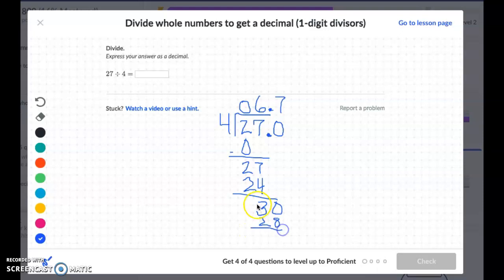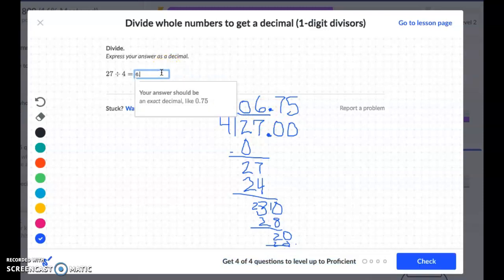And when I subtract, I'll get 2. And again, it's not a 0, so I'm not done. So I'm going to add another 0 on. Bring that 0 down. 4 fits into 20 5 times. 5 times 4 is 20. And when I do my subtraction, I would get 0. So my final answer is going to be 6.75.